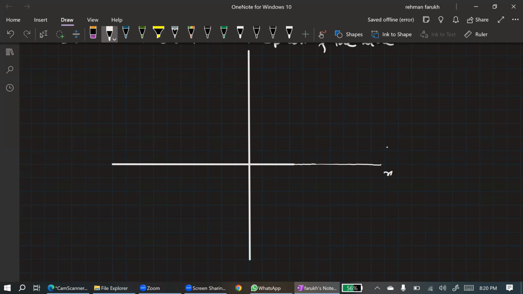This one is x-axis, this one is y-axis, this one is line L1, and this one is line L2.